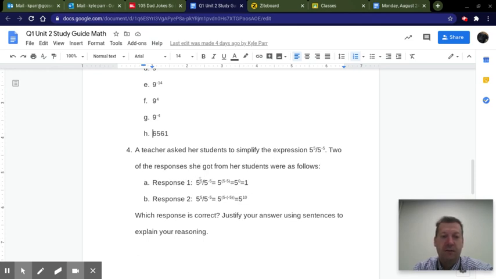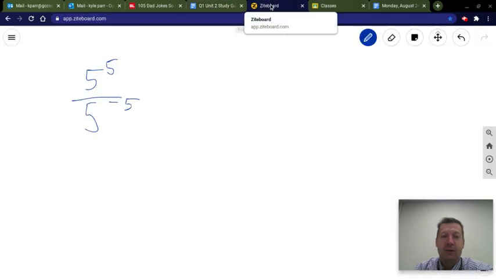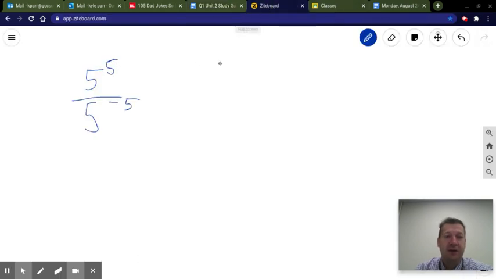Response 1, 5 to the 5th over 5 to the negative 5th equals 5 minus 5, which equals 5 to the 0 power, and anything to the 0 power equals 1. Just so you know, that is the wrong answer. Second one, 5 to the 5th over 5 to the negative 5th. Now, you remember when we have fractions that we subtract. So 5 to the 5th, I need to take 5 minus something. And the thing I need to subtract is negative 5. So I'm going to subtract 5 minus negative 5.